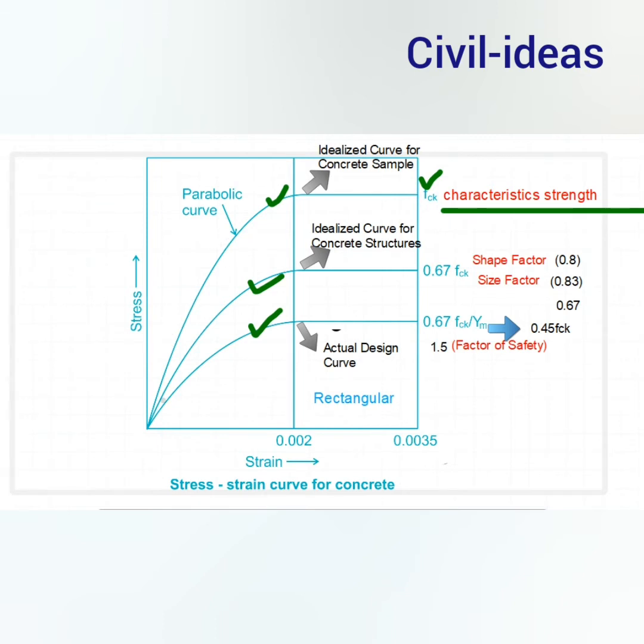Up to a strain of 0.002, all the curves are perfectly parabolic. You can see here these are all parabolic, and after that the shape becomes rectangular. You can see here, up to 0.0035. So what is the difference between these three types of curves?